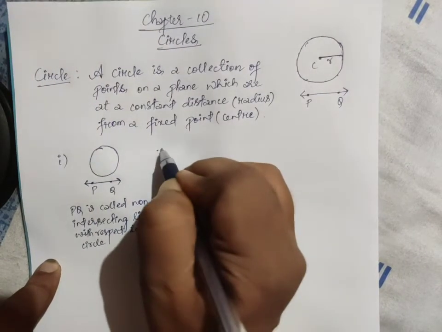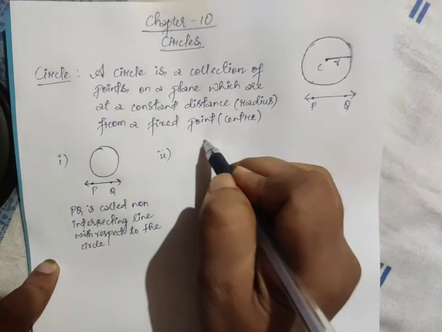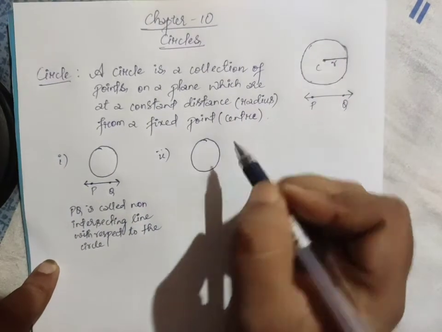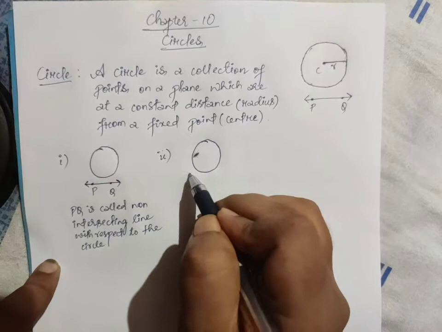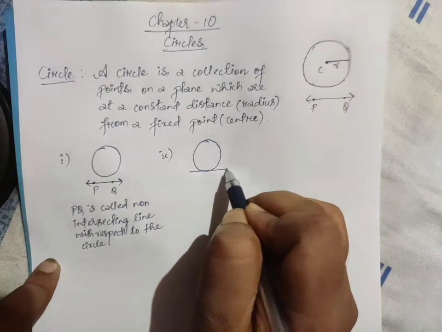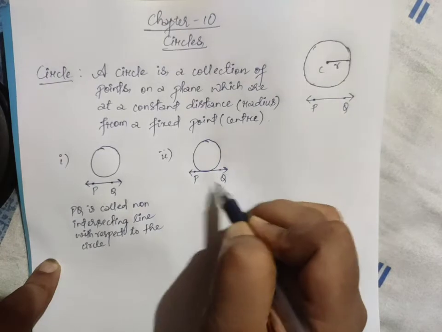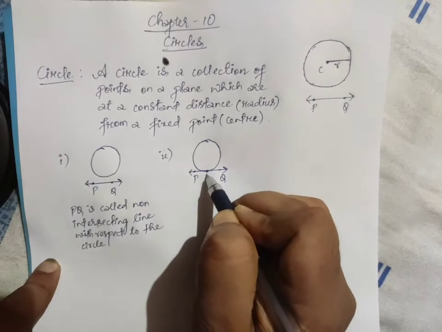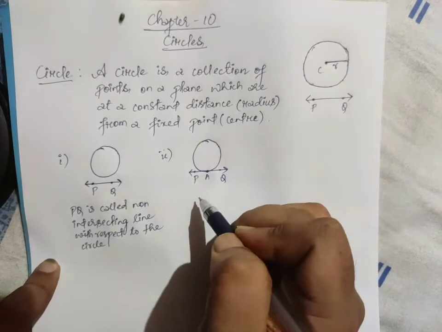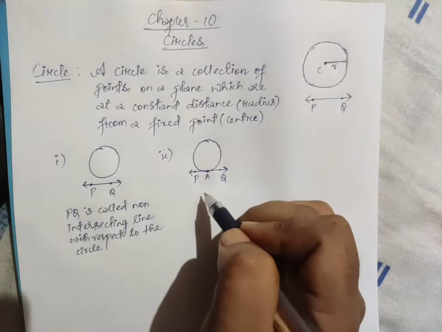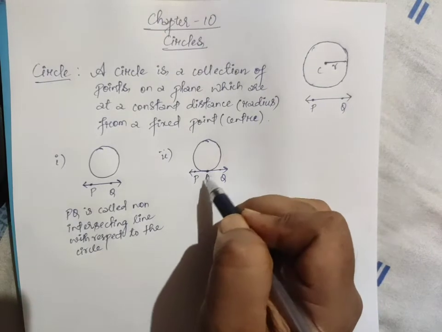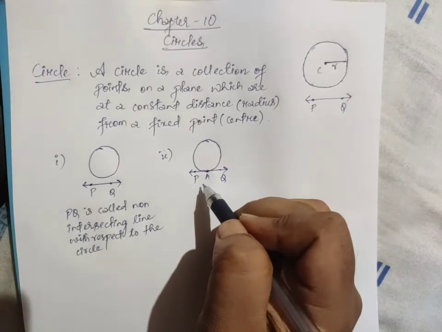Then the next case: you have a circle and a line that touches the circle at one point. This line segment PQ touches the circle at this point, say point A. So what do you call this type of line? This line is called a tangent.